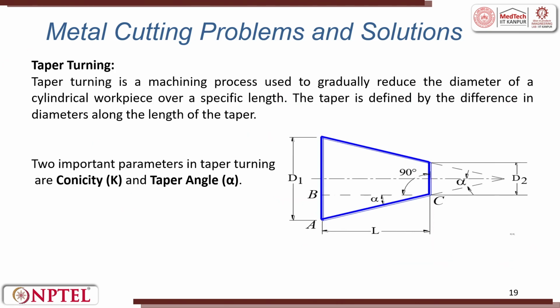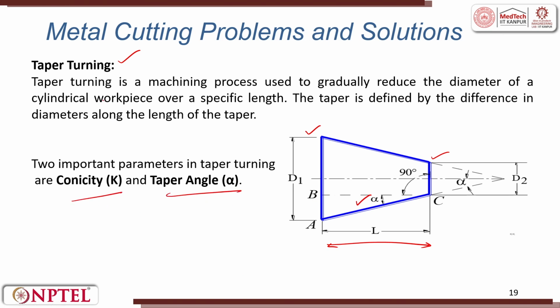Next is the concept of taper turning. Taper turning means on one side diameter is larger, other side the diameter is smaller. The D1 is a larger diameter, D2 is a smaller diameter, and there is a length that has been turned from the larger to the smaller diameter. And here we have multiple parameters. Here we have taper angle alpha, here we have conicity K.